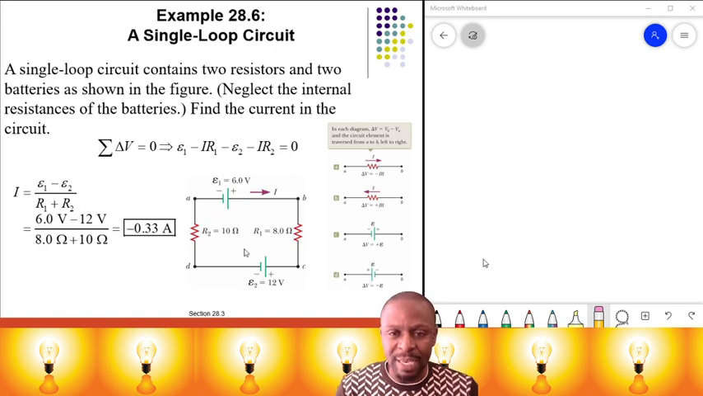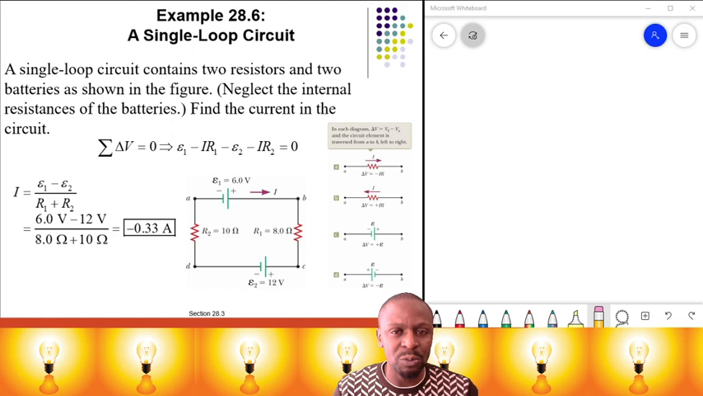Now, in that case, I leave it to you to actually do this equation where the current is not moving in this direction, but is moving in this opposite direction. Now, if this current is moving in the opposite direction, everything will just be the same, but the signs for E1 and E2 will be opposite. As a result, for the answer there, you are just going to have a positive 0.33 A, and I leave it to you to do it.